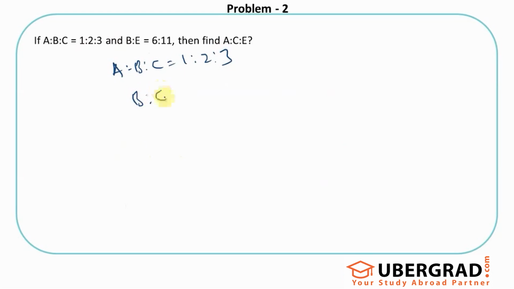If A is to B is to C is 1 is to 2 is to 3, B is to E is 6 is to 11, what is A is to C is to E? As I said earlier, the answer is definitely not 1 is to 3 is to 11. A is 1, C is 3 and E is 11. That's absolutely wrong.